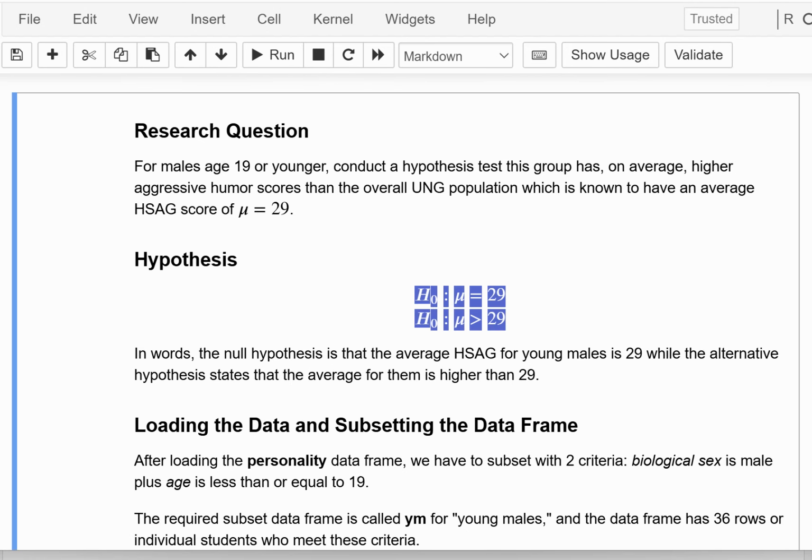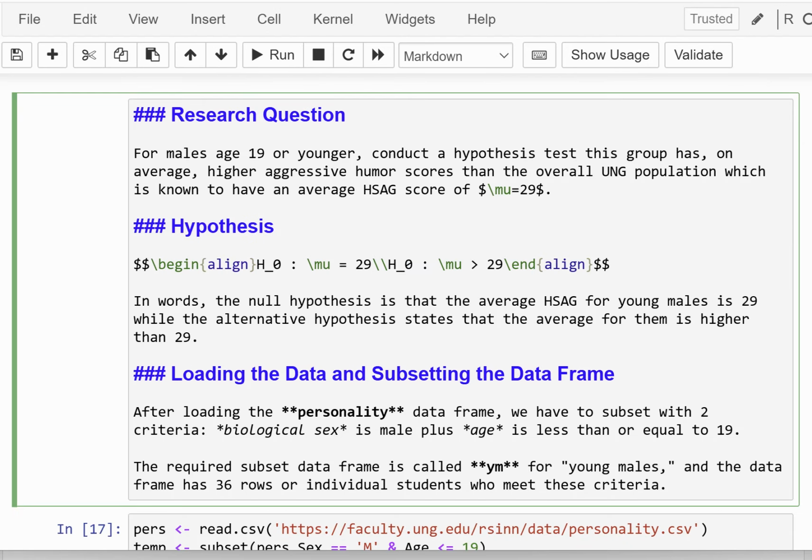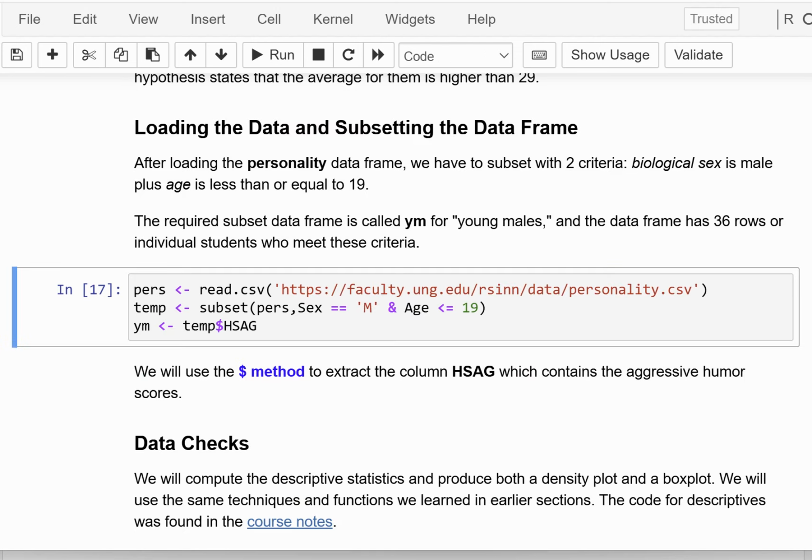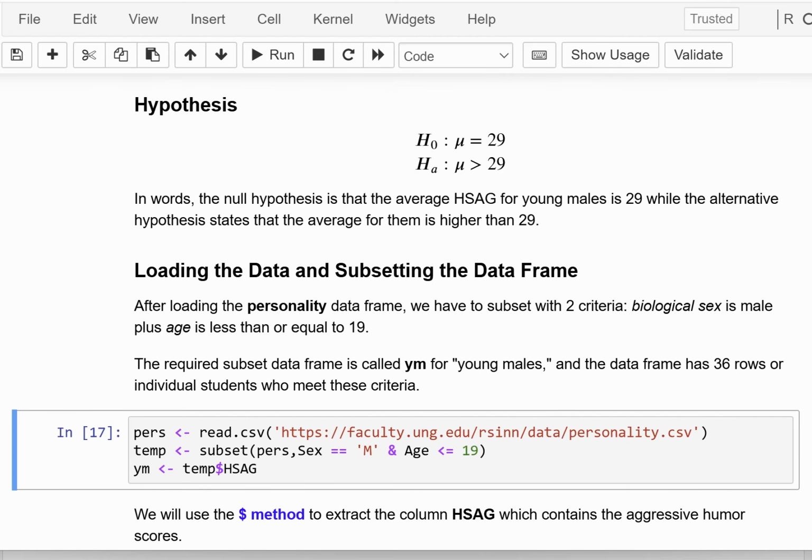Okay, here's our hypothesis. Again, that has the same error. And the 0 should be a lowercase a, sorry, a lowercase a, is the way I tend to write it. So again, the alternative hypothesis is a capital H with a subscript lowercase a.